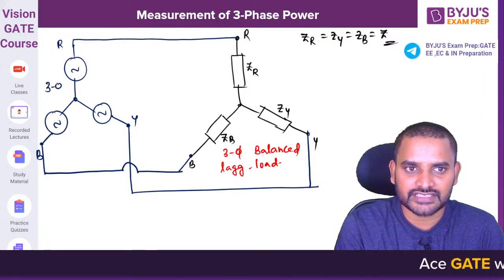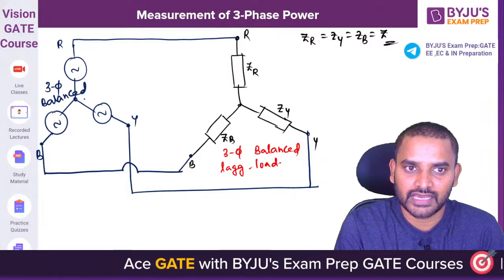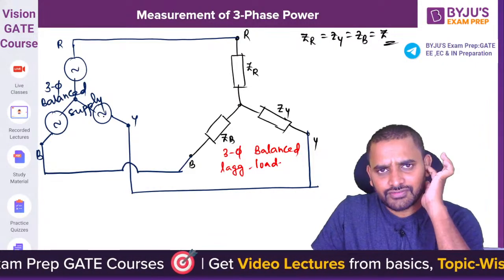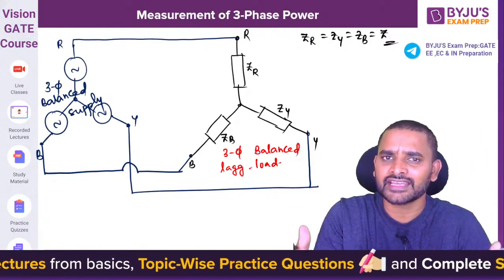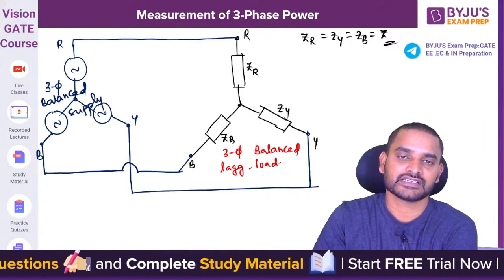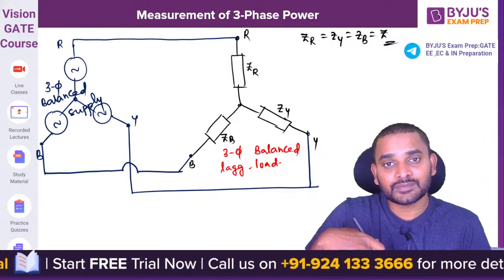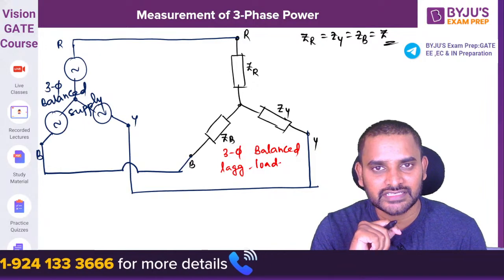This is a three-phase balanced supply. If you want to use the fourth wire, that is the neutral wire, you can, no issues, but I want to go ahead with the three-phase, three-terminal connection. Now I want to measure the power consumption by this three-phase load.